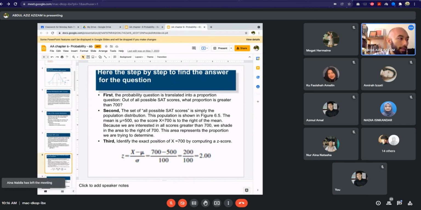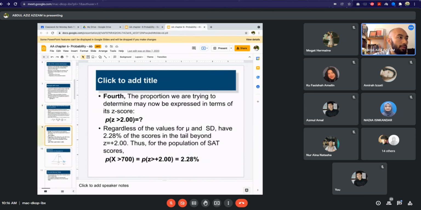Okay, sebelah kanan. So kita dapat dia. Then next step, the proportion we are trying to determine may now be expressed in terms of z-score. So P, okay, bila dah dapat z-score, now kita tukar X jadi z lah. P equal to z greater than 2. So what is z greater than 2? Berapa dia punya proportion dia? So macam mana kita nak tahu tu?